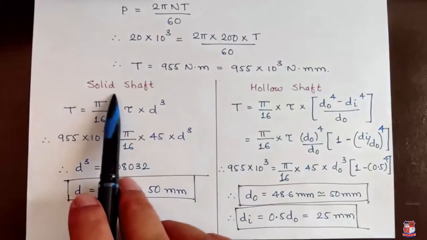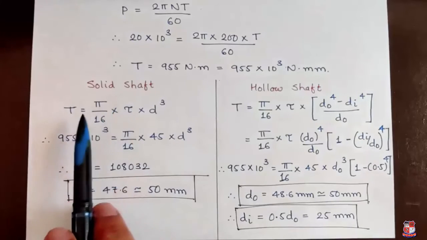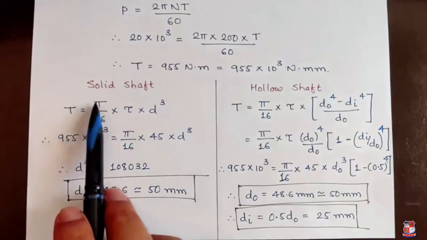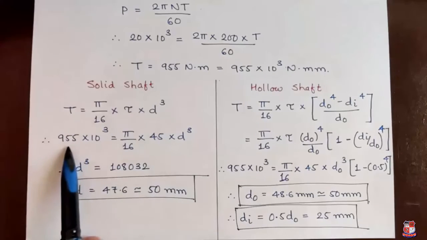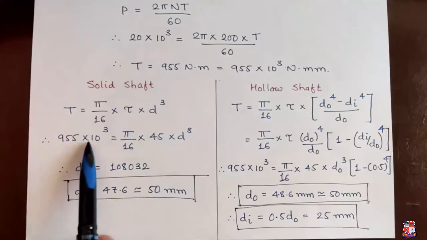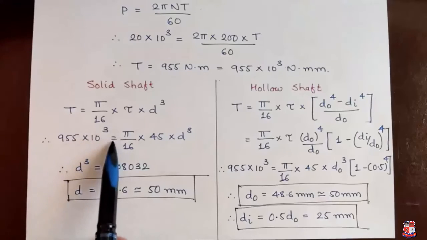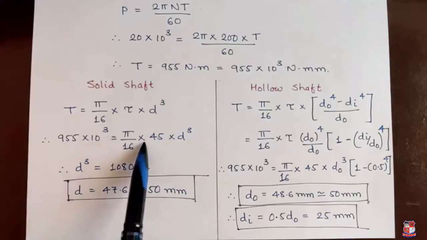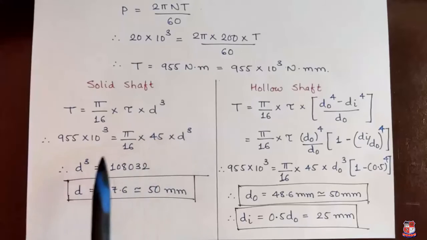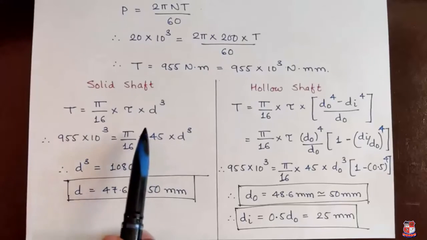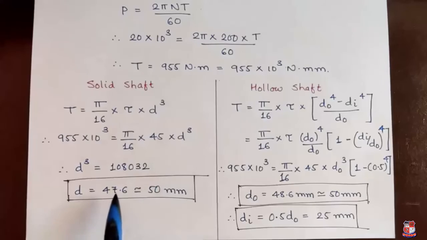So to find out the diameter of a solid shaft, we have the equation T = π/16 × τ × d³. Torque is 955 × 10³ = π/16 × 45, our permissible shear stress, × d³. By solving this equation, we will get d = 47.6. But as per the standard size, our final answer will be 50 mm.